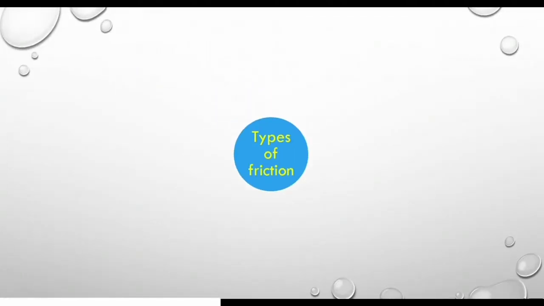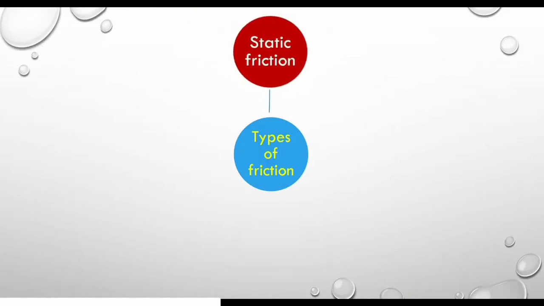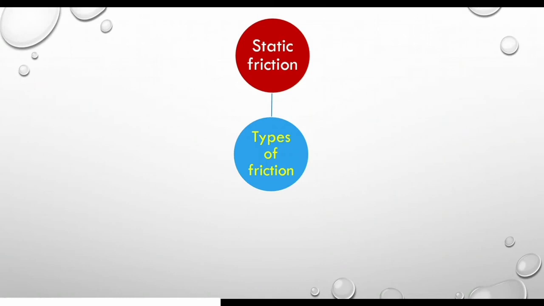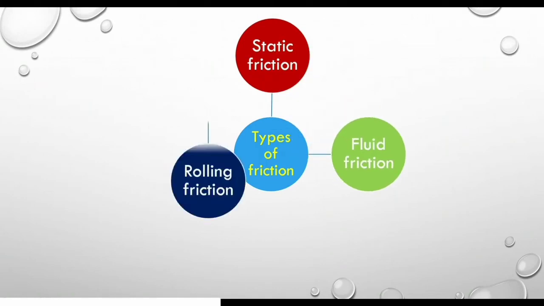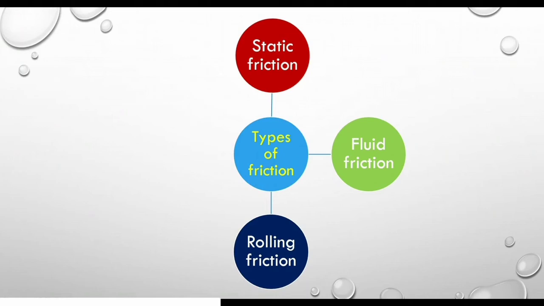Now, let's look at the types of friction. Can you name them? Great. So we have static friction, fluid friction, rolling friction, sliding friction, and the rest. But here we are going to look at only 4. Next time we shall look at the rest.